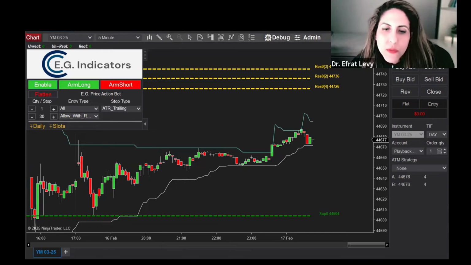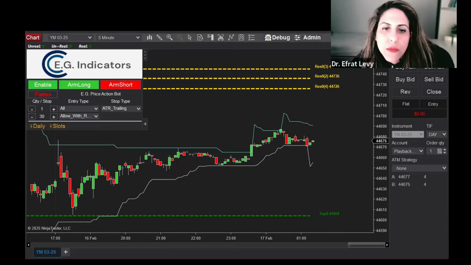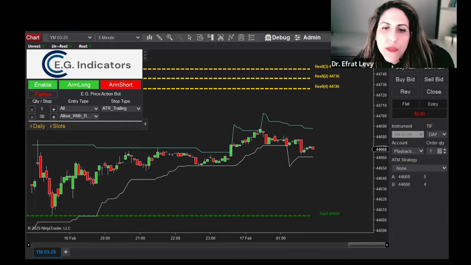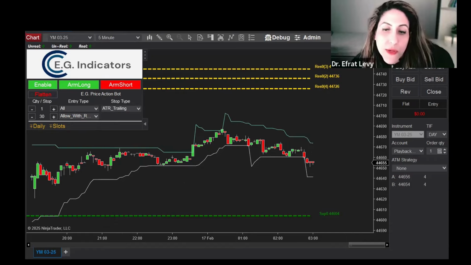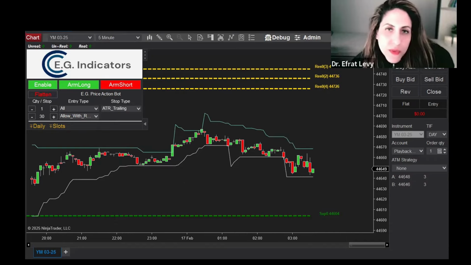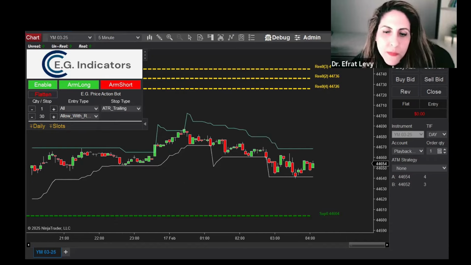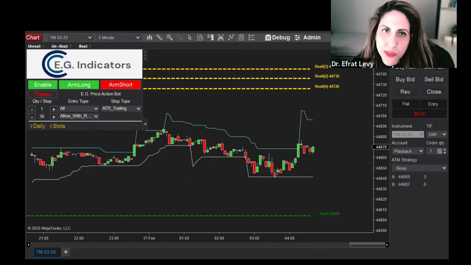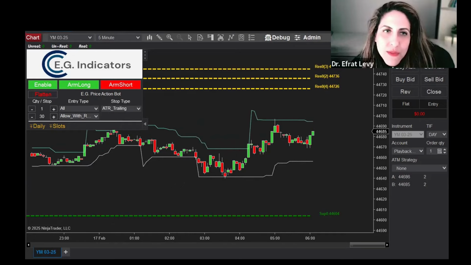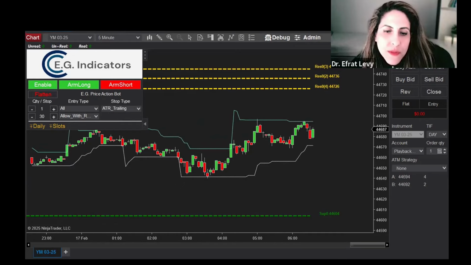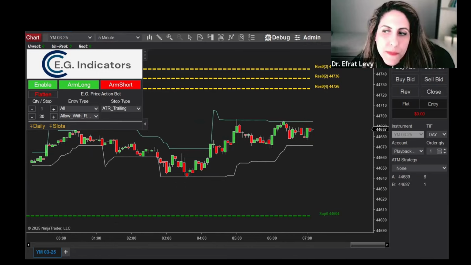Our automatic strategies do not take any trades between the levels. They only take their trades off our trigger points. So as long as the price is between the levels, we do not expect any trades. So we need to wait patiently. The bot waits patiently. So do we?